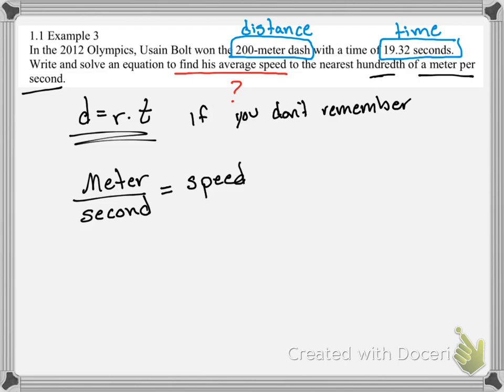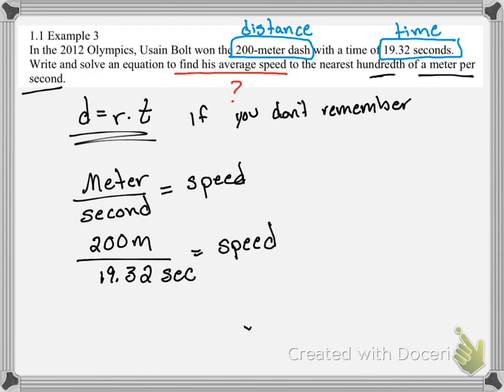So now I just fill in the information. Do I know the meters he ran? Yes, sure I do. That's his distance. He ran 200 meters, right? Per, how many seconds did it take him? 19.32 seconds. That's going to equal his speed. So there, do I have an equation?